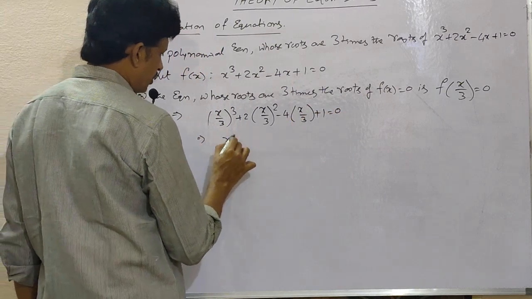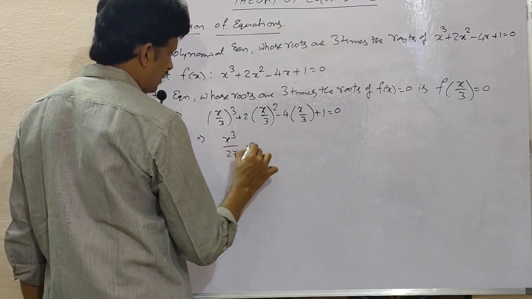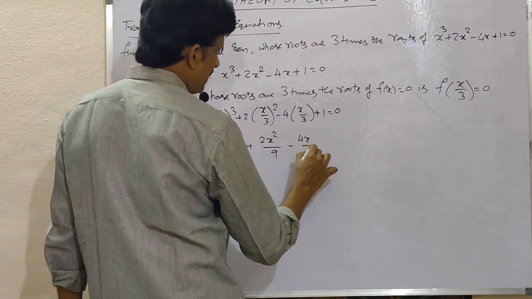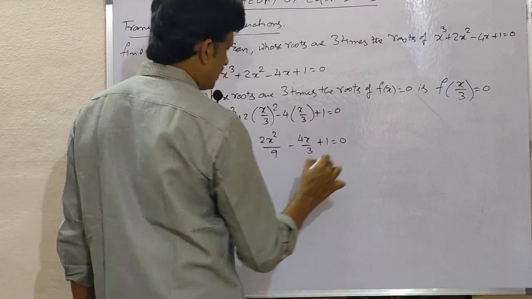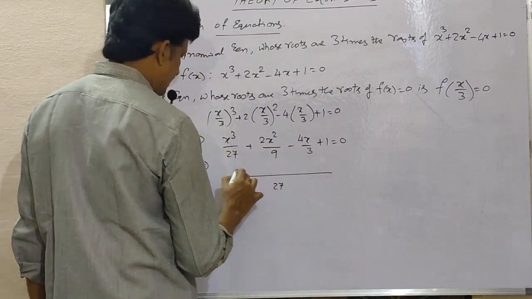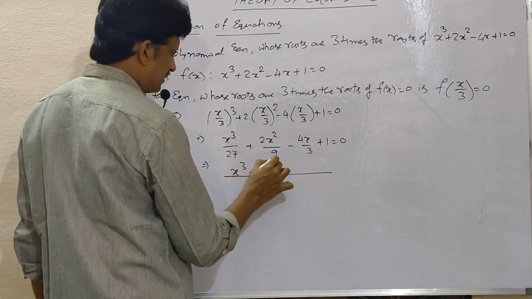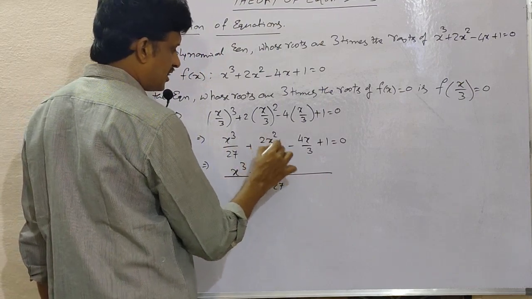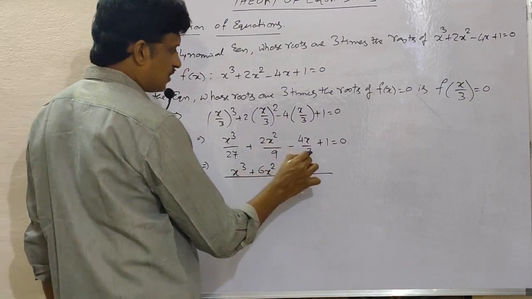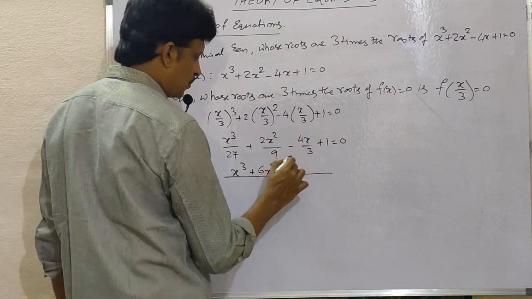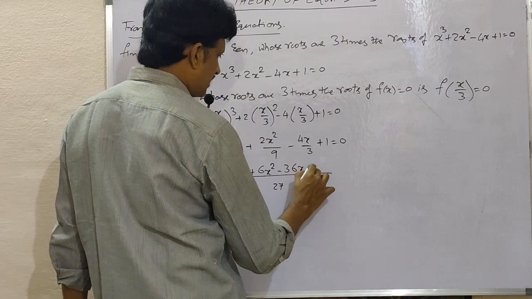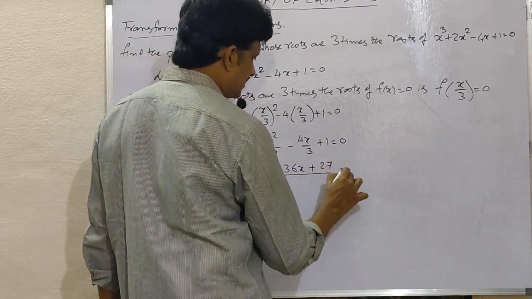So this is x cube by 3 cube, which is 27, plus 2 into x square by 3 square, which is 9, minus 4x by 3 plus 1 is equal to 0. Take the LCM 27. Then you get x cube plus, 3 9s are 27, so multiply the numerator with 3: 3 2s are 6x square; minus, 9 3s are 27, so numerator into 9: 9 into minus 4x is minus 36x; plus 27 into 1 is 27, equal to 0.